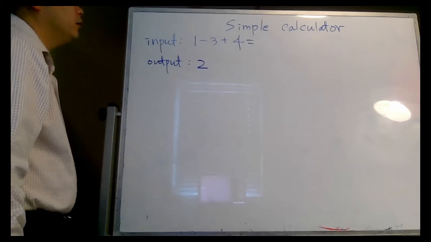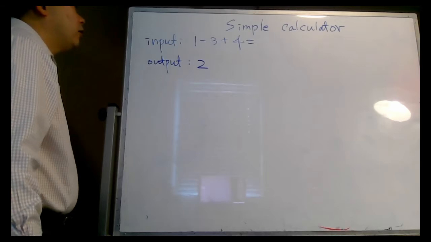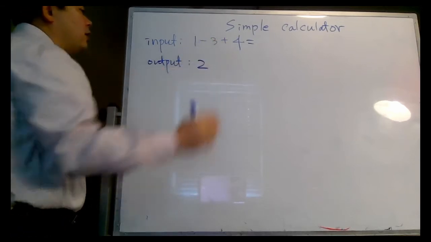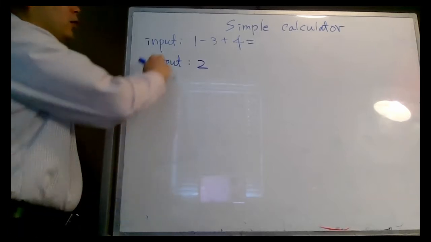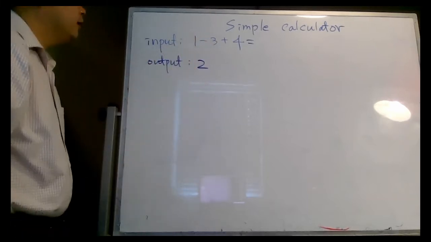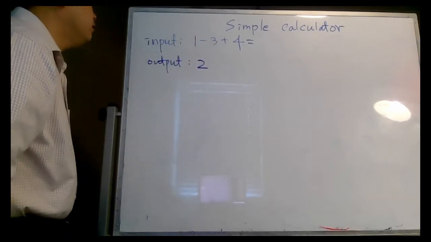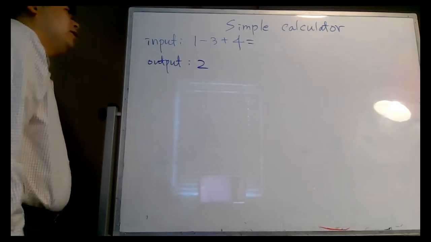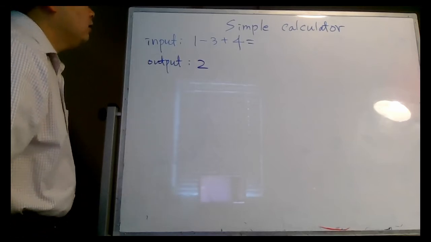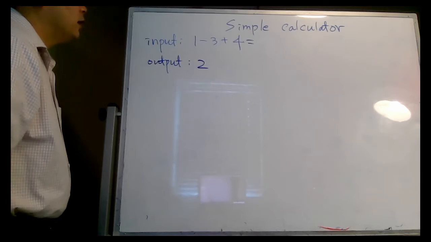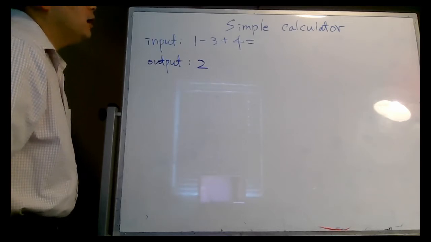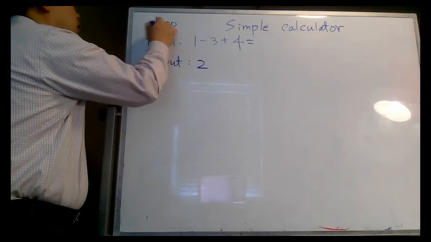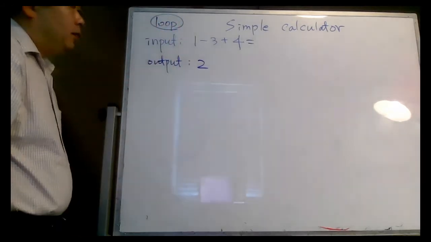Okay, so what do you have to do? The simple calculator must do addition and subtraction, and if the input is longer, you can do an arbitrary number of additions and subtractions and so forth. That means it's repeating the addition or subtraction many, many times. That means we have to probably use the while loop.